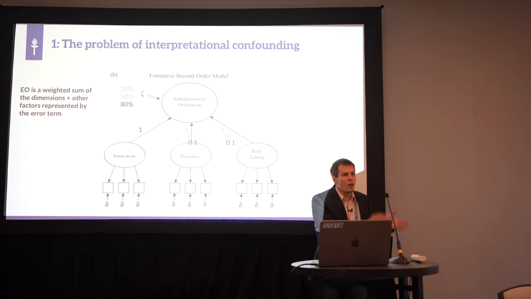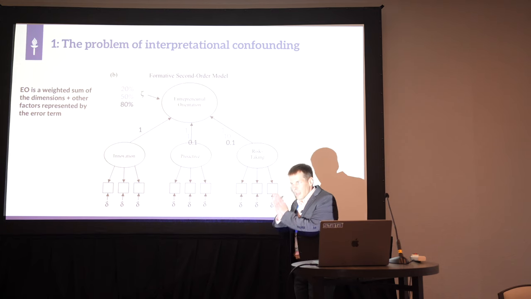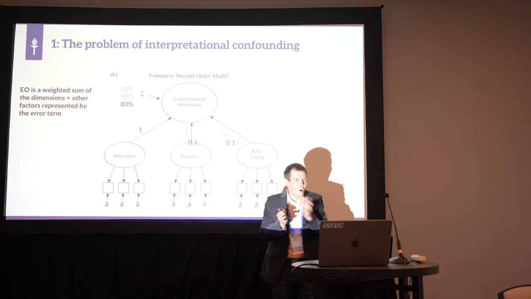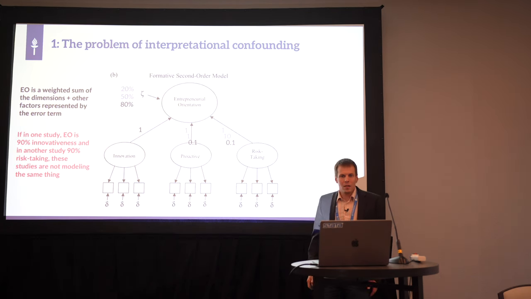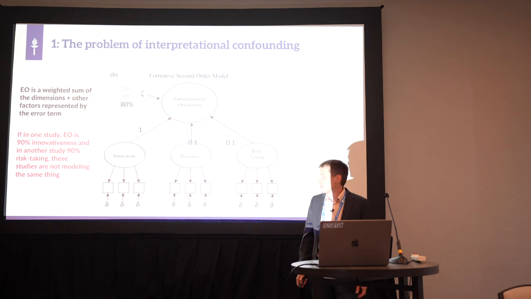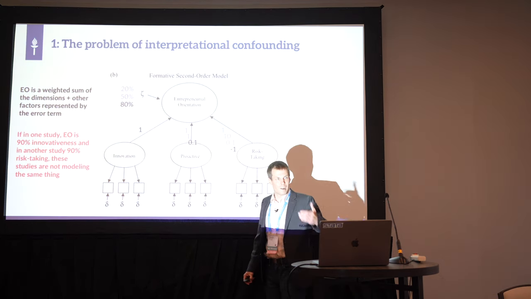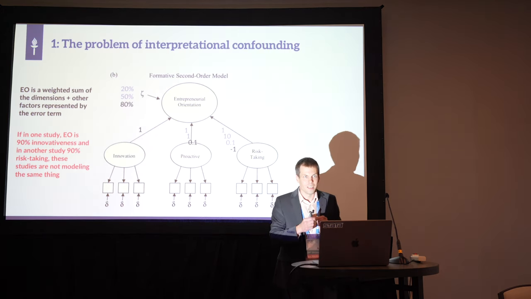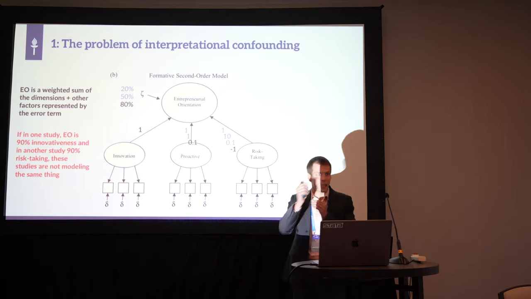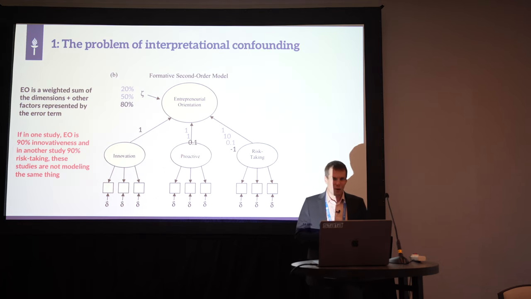If in one study EO is 90% innovativeness, and in another study EO is 80% risk-taking, do these talk about the same things empirically? Then, of course, we might have scenarios, and we do have scenarios, where risk-taking particularly has a negative effect. So one study says that EO is positively related to risk. They define EO as a positive correlate of risk. Another study defines EO as a negative correlate of risk. So what do we expect when we have this kind of model?